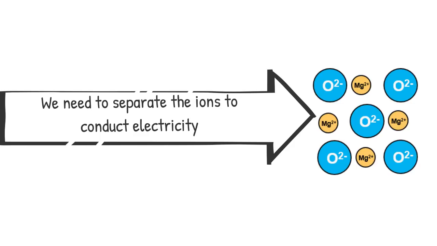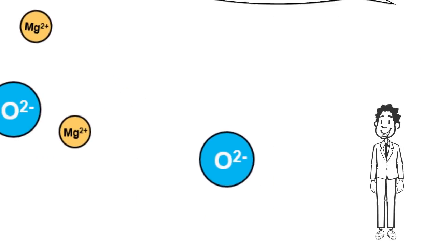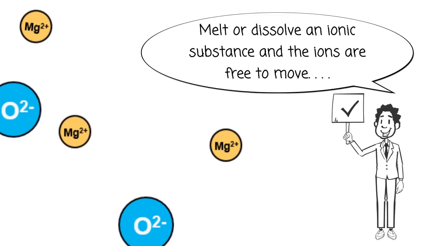So in an ionic solid, the charges are fixed. So what we need to do is separate the ions in order for electricity to be conducted. Melt or dissolve an ionic substance and the ions are free to move. A movement of charge means a flow of electricity, and therefore electrolysis starts to work.